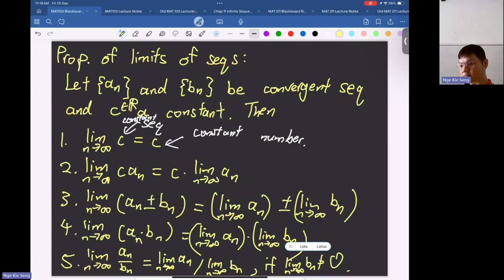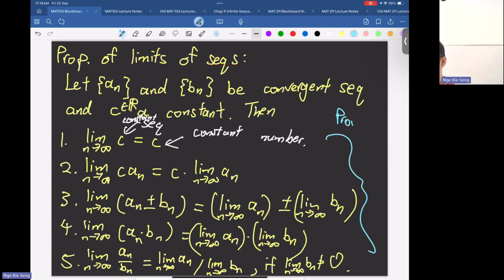Here is a proof using epsilon delta. Okay, you can prove it. Otherwise we just use it. So what can you see here? We split the sum, we split the scalar multiple. What is this?